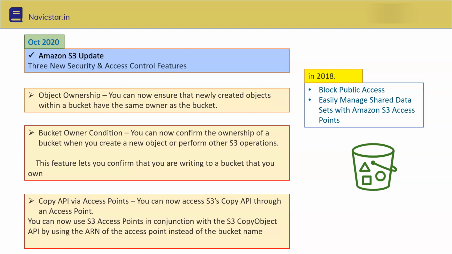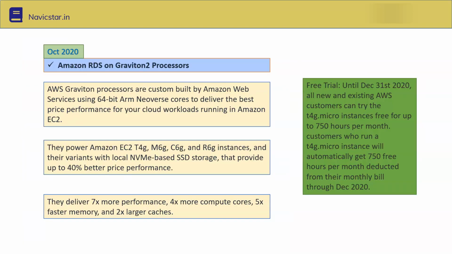And the third thing is copy API via access point. So access point, as mentioned here, in 2018 only it was enabled for Amazon S3. So now the enhanced feature is you can copy the API through an access point. So you can now use the S3 access point in conjunction with the S3 copy object API by using the ARN of the access point instead of the bucket. So that is again a good feature which is added to this. Let's check out what we have next.